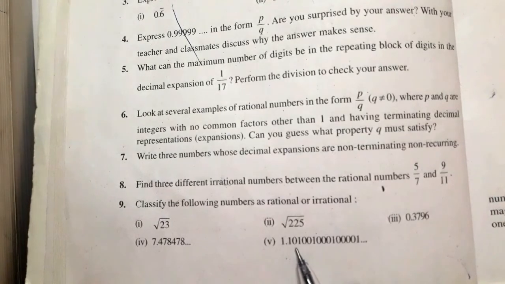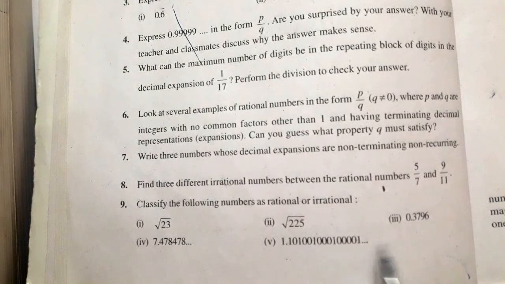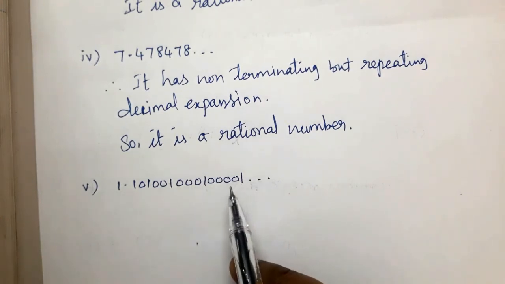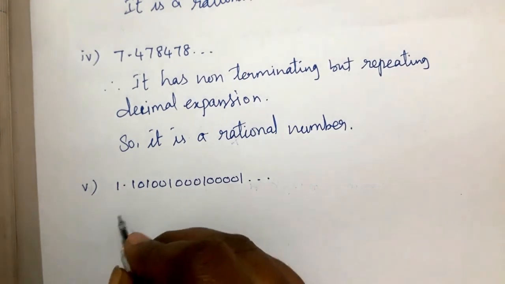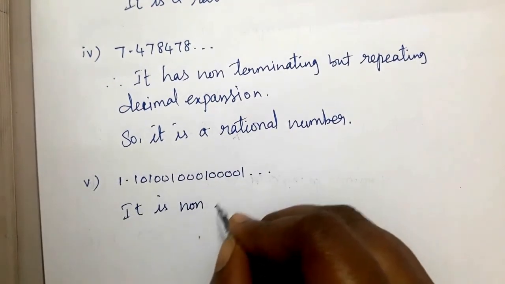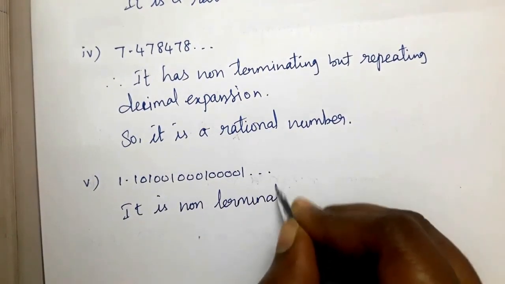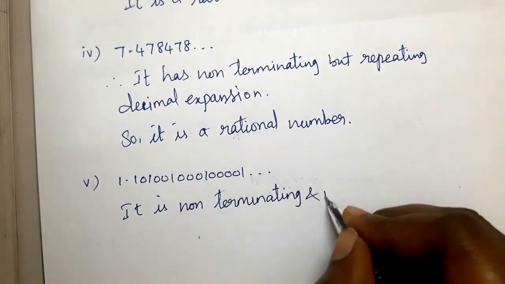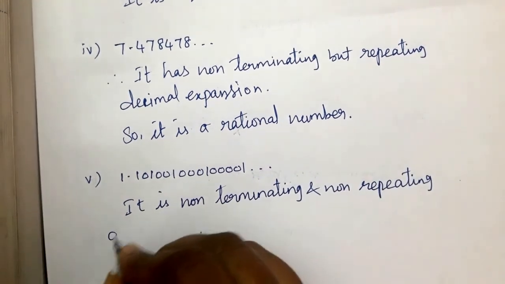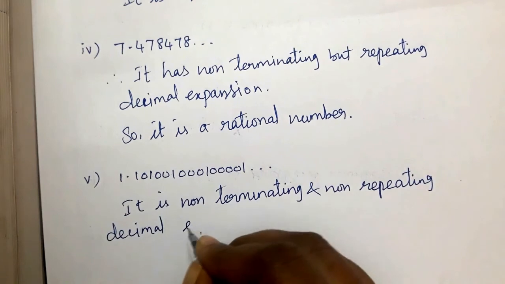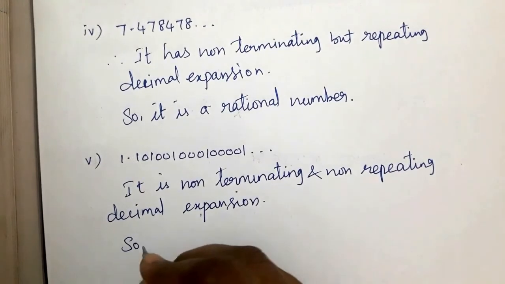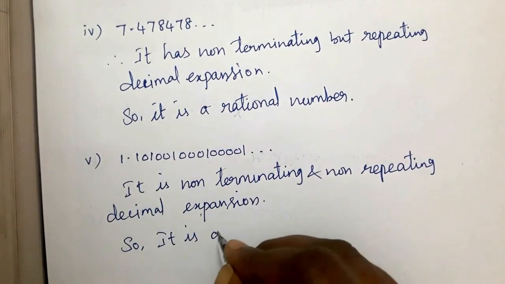Fifth one, 1.1010001000 and so on. The given decimal number has a non-terminating and non-repeating decimal expansion, so it is an irrational number. We can write the same here: it is a non-terminating and non-repeating decimal expansion. So it is an irrational number.